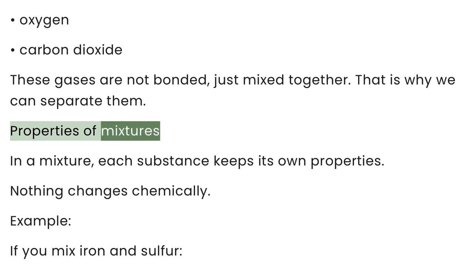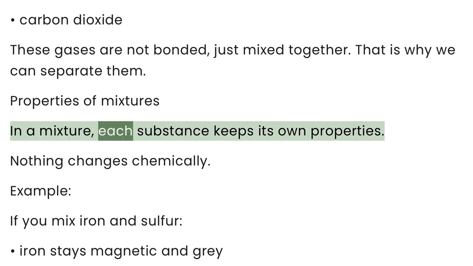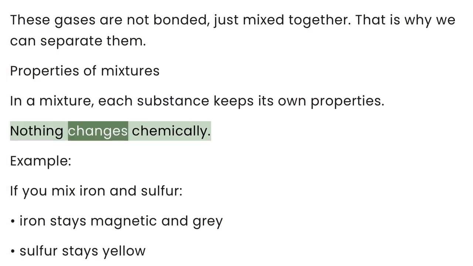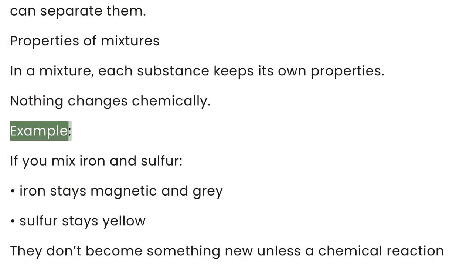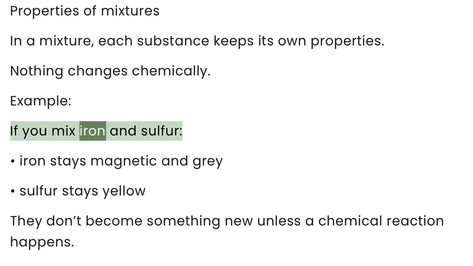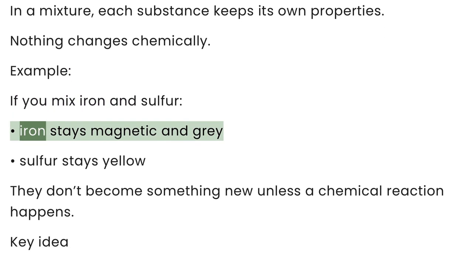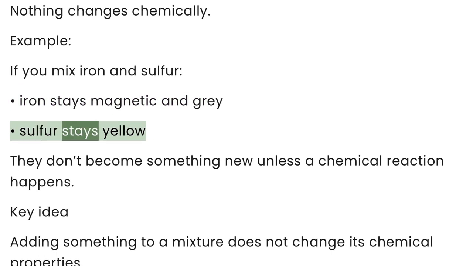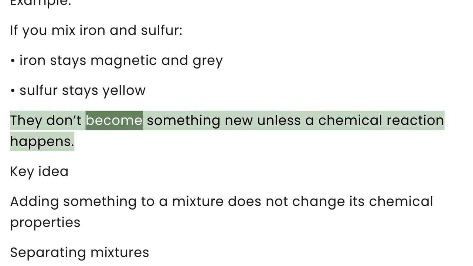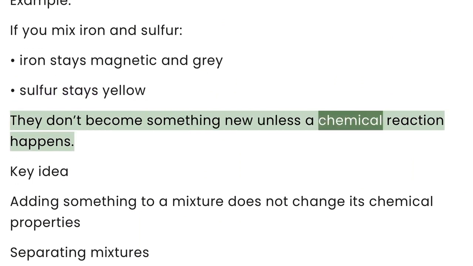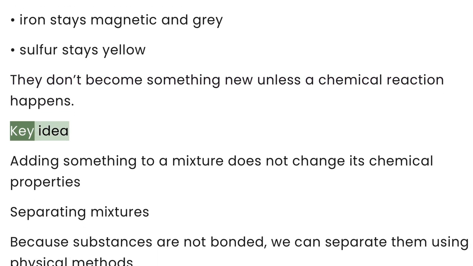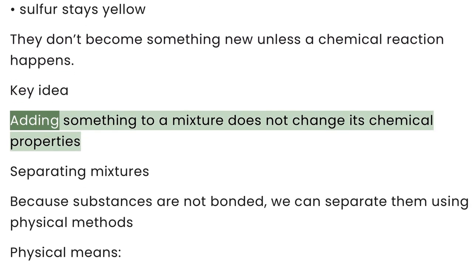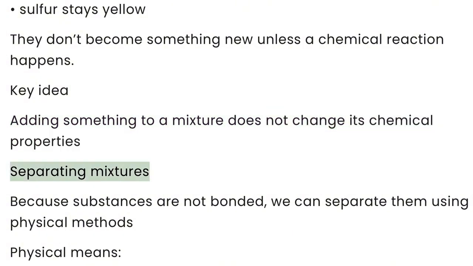Properties of mixtures. In a mixture, each substance keeps its own properties. Nothing changes chemically. Example: if you mix iron and sulfur, iron stays magnetic and gray. Sulfur stays yellow. They don't become something new unless a chemical reaction happens. Key idea: adding something to a mixture does not change its chemical properties.